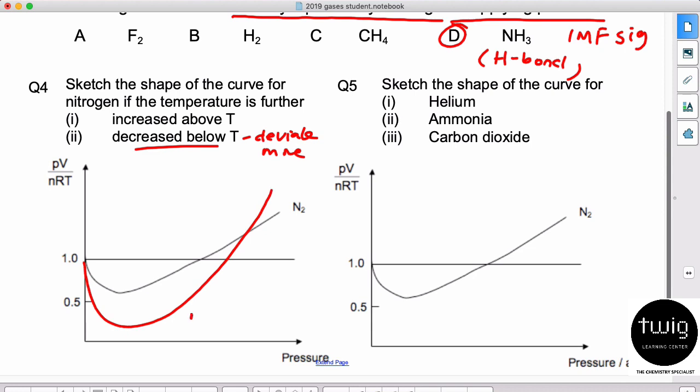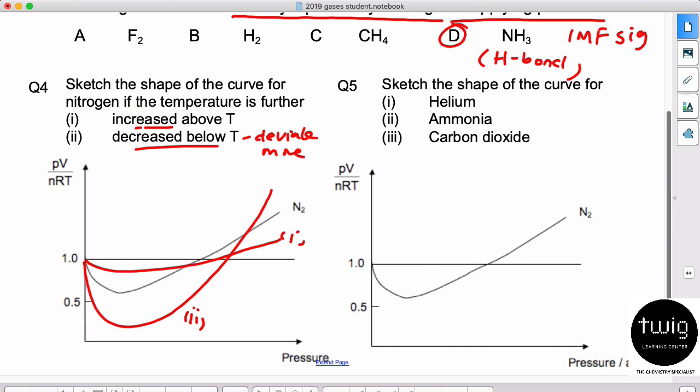Okay, so this is for part 2. For the one that deviates less, increased temperature, the molecules are further apart, negligible intermolecular force, will deviate less. So I'm going to draw this one here, something like this. So this one. Make sense? Okay, 1 and 2 here.